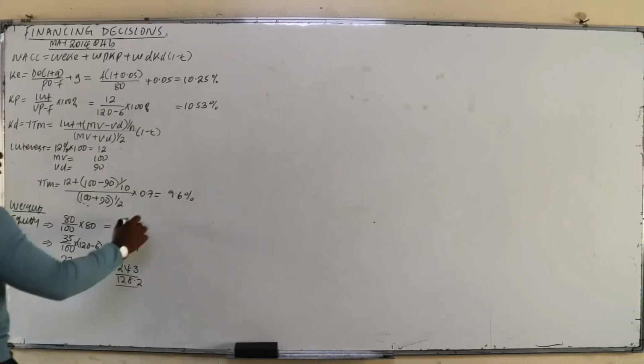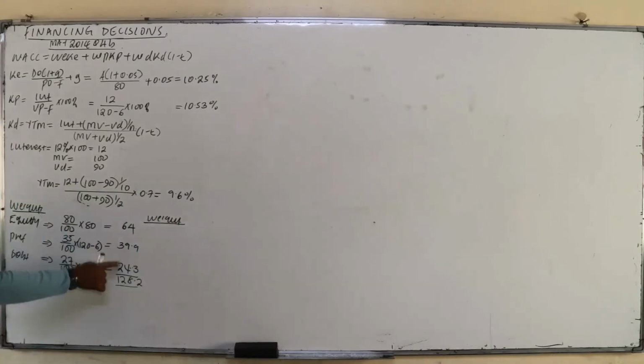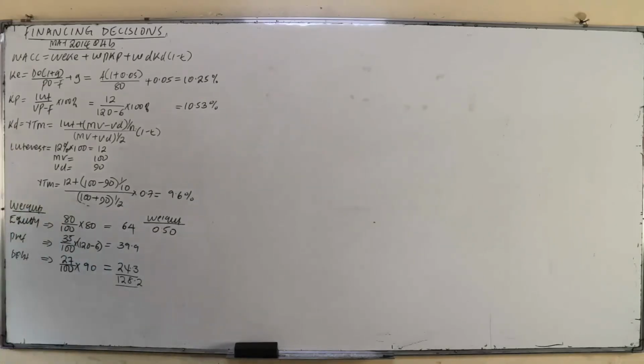128.2. Now let's convert this one into weights. 64 over the total, that 9.9 over the total, 24.3 over the total. So convert it into proportion. 0.5. 0.31.